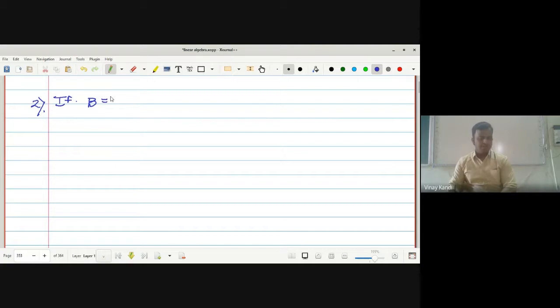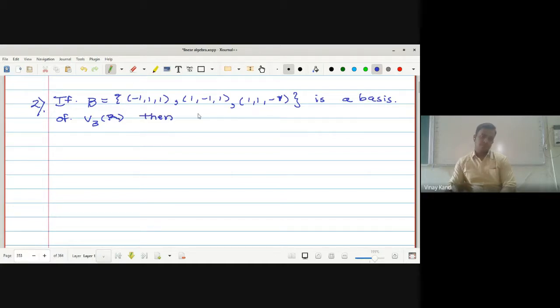If the basis B is given as (-1, 1, 1), (1, -1, 1), and (1, 1, -1) is a basis of R3 over R, or V3 over R, then find the dual basis of B. Okay, now answer.